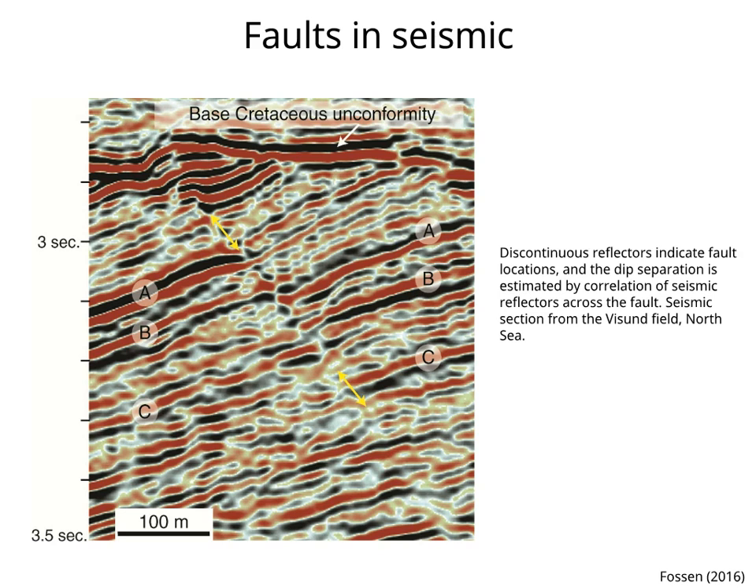For a fault in seismic, we generally don't look so much at the fault itself but at the reflectors that are offset by the fault and their correlation across the fault blocks. Discontinuous reflectors indicate the fault location, and the dip separation is estimated by correlation of the reflectors across the fault. This is an example from the Visund field in the North Sea. Notice that the seismic section is in time.